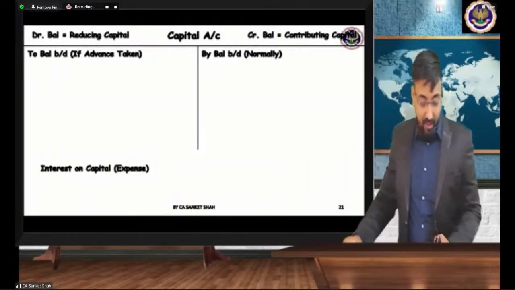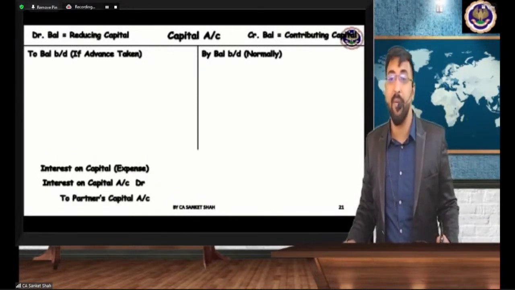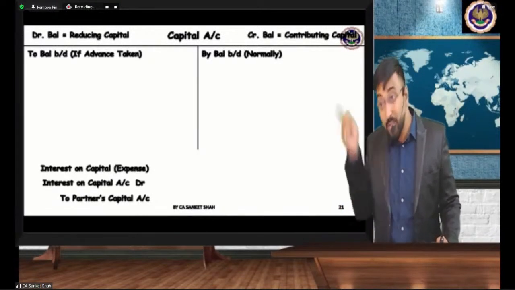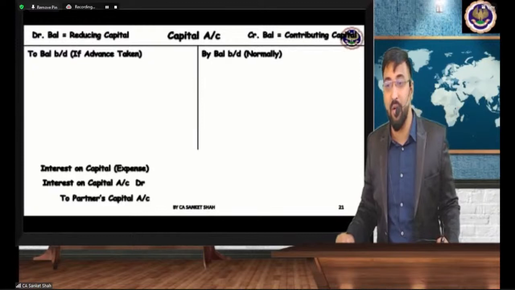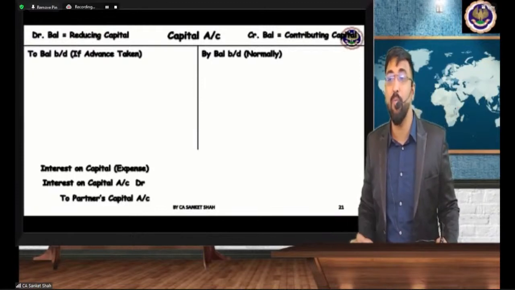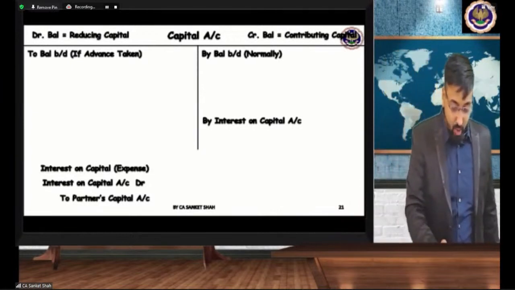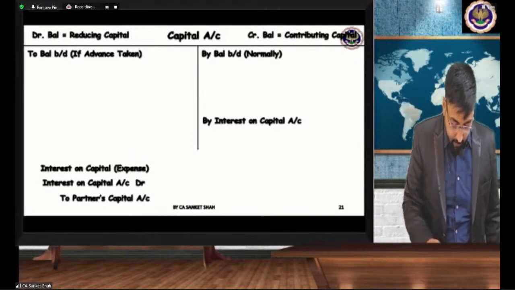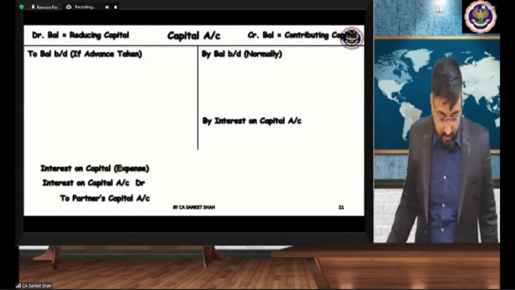Interest on capital account. So interest on capital account debit to partner's capital account. From the business point of view, I have given expense also in bracket. I made a mistake; I gave only the expense account. So interest on capital account debit to partner's capital. Update your capital account by interest on capital. Write down by interest on capital.